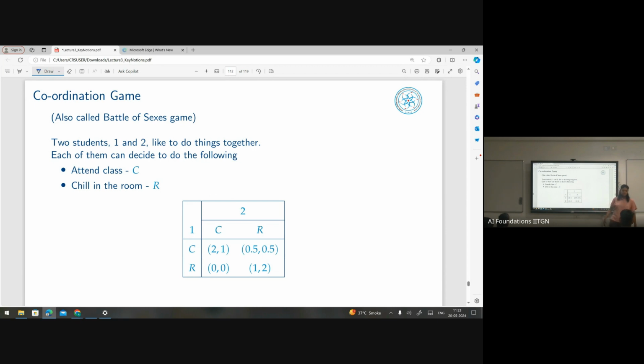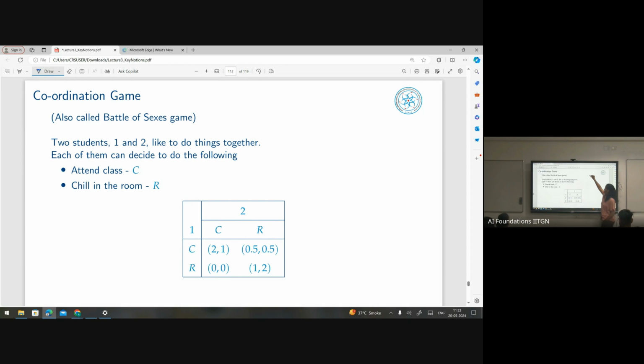And I slightly changed the utilities from before. When both of them are in the class, each of them gets these particular utilities. When one is in the class and the other is in the room, these are the utilities, and when both of them are in the room, these are the utilities. Now, can you tell me what should each of them do? Is there any dominance? Is there any strategy that one must do? Can you try to figure it out for each of them?